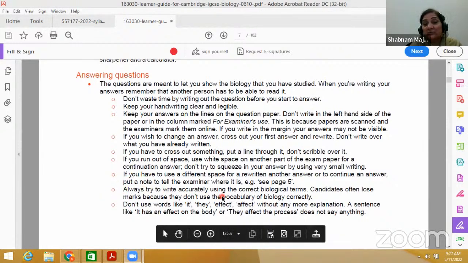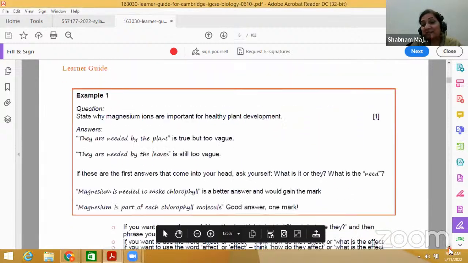Always try to write accurately using the correct biological terms. Candidates often lose marks because they don't use the vocabulary of biology correctly. Don't use words like it, they, effect without any more explanation. A sentence like it has an effect on the body or they affect the process does not say anything. These are vague words, right?